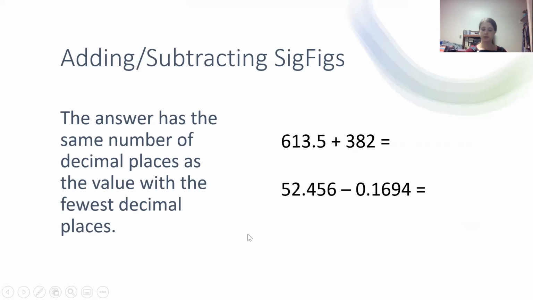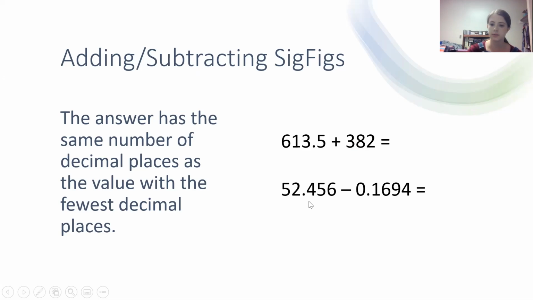Okay, so SigFigs have some special rules when we do math. When we add and subtract SigFigs, the answer will have the same number of decimal places as the value with the fewest decimal places. So let's just look at these examples. 613.5 plus 382 equals 995.5. Now, we have one decimal place in our answer, but because 382 does not have any decimal places, we can't have any decimal places in our answer to have the correct number of SigFigs. So our answer, we'll just round, will be 996.